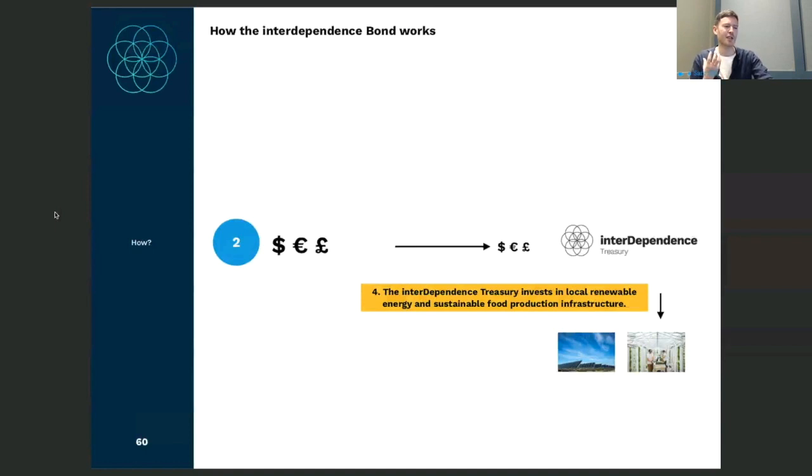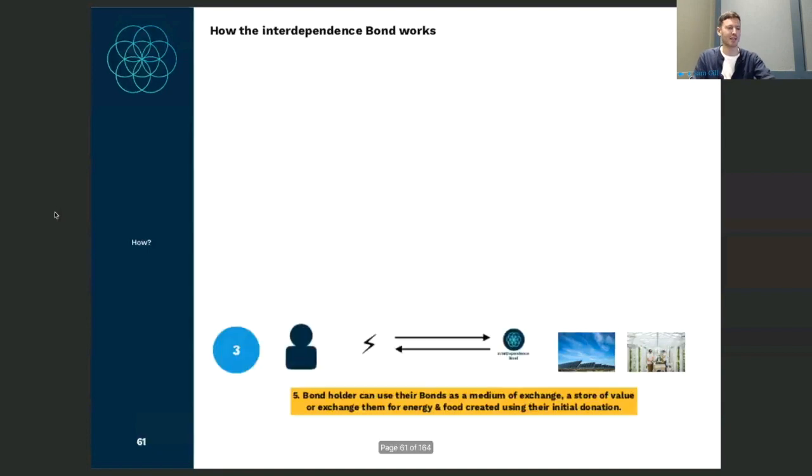And so once that infrastructure has been set up and we're at scale, then the idea is that the person who essentially made a donation in the first place and now holds a bond can use that bond to exchange it for energy or food produced within that system. So you could think about it a little bit like a long-term investment, a little bit like a pension fund, where what you're really doing is helping support the creation of sustainable infrastructure assets, but also having the ability to redeem that token for energy and food in the future.